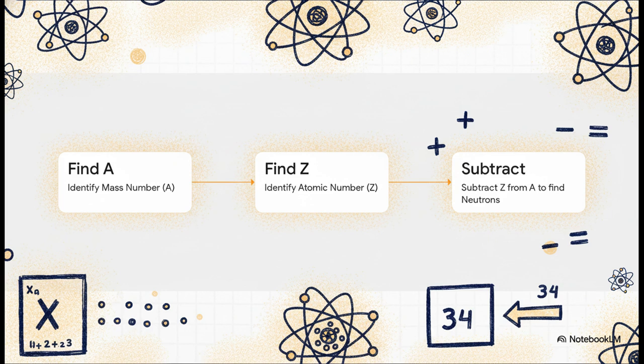Let's do a quick worked example together. Imagine an unknown element, let's call it X. It has an atomic number of 29 and a mass number of 63. How many neutrons does it have? Well, 63 minus 29 gives us 34 neutrons. Boom, simple, highly structural, and mathematically perfect.